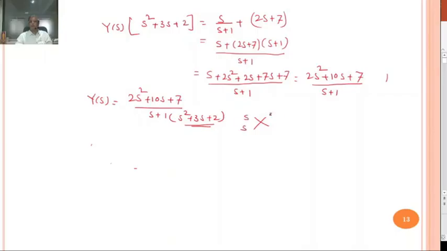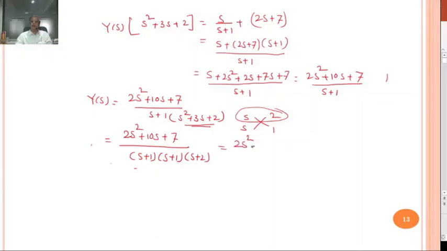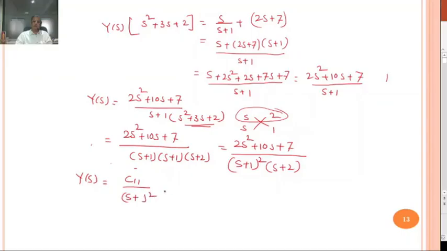Now find out the roots of this. I mean, this is 2, 1. Means we write this as 2s square plus 10s plus 7, divided by s plus 1 and s plus 1 into s plus 2, and this is 2s square plus 10s plus 7, divided by s plus 1 square into s plus 2. Now expand this using the partial fraction expansion, that is c11, as this is a multiple root square, plus c12 over s plus 1 square, plus c1 over s plus 2.